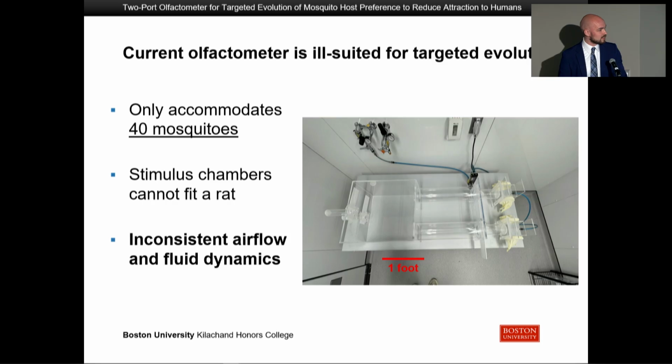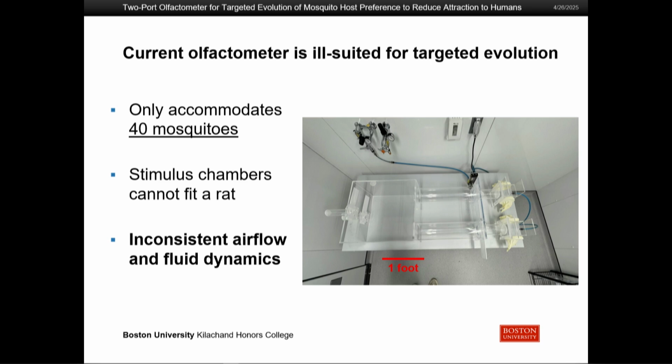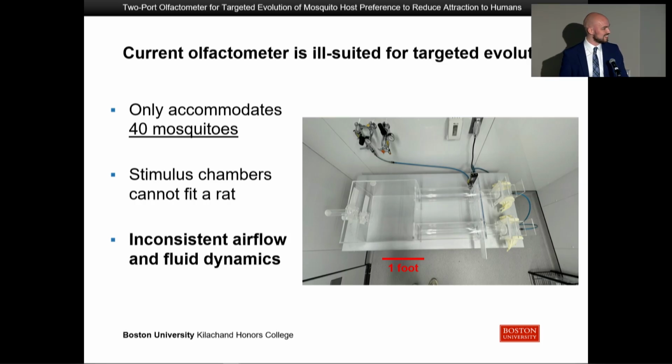So the Younger lab currently has an olfactometer that they use for much smaller scale behavior assays. It's about 3 feet long in total, and about 30 or 40 mosquitoes can go in at once. We can't use this for population-level evolution, because you need a really high volume of mosquitoes. 40 is not going to cut it. We want at least 100 in each assay.